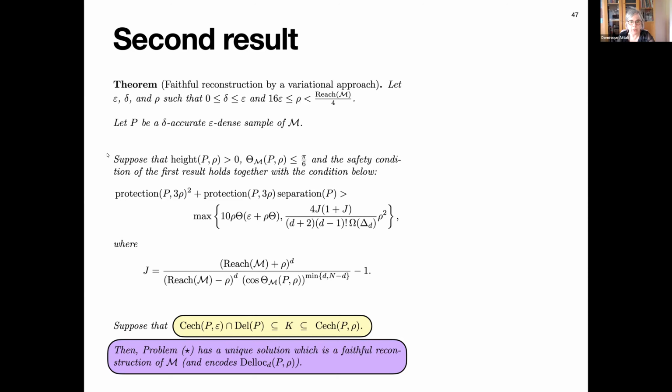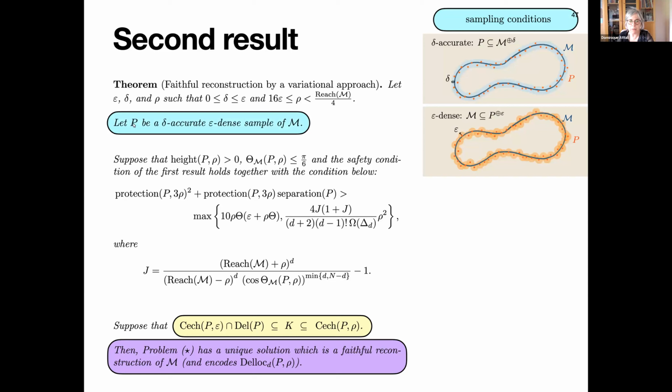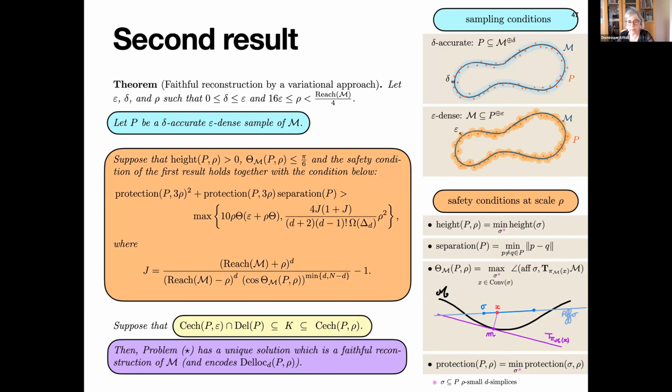And then again, you find for P the sampling conditions that are defined by delta and epsilon. So P must be both sufficiently dense and sufficiently accurate: epsilon-dense and delta-accurate. And then you require the safety conditions that we saw before, together with an additional condition that is stated here, that is, okay, horrible, but appears when we did the proof.